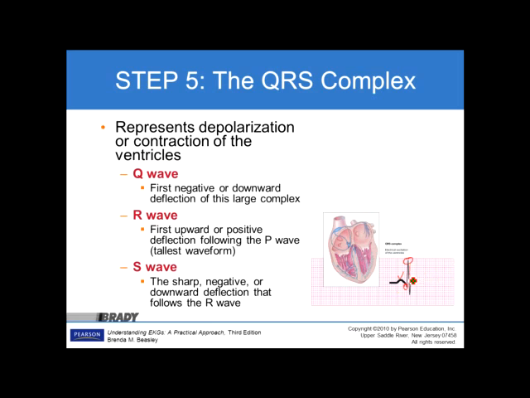So the S wave is going to come after the R wave, which is this one right here. So Q, R, S. And then the return of the S wave to the isoelectric line.